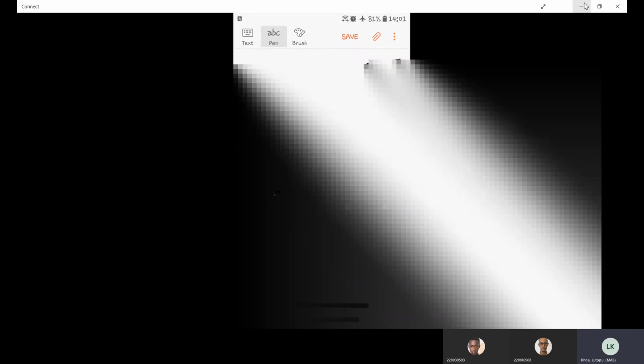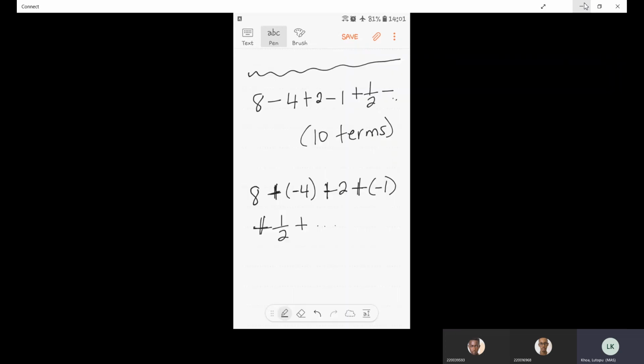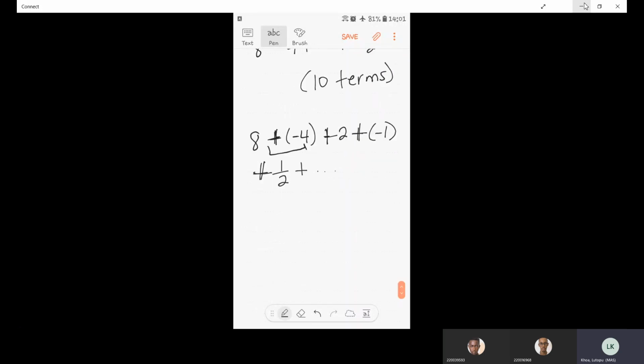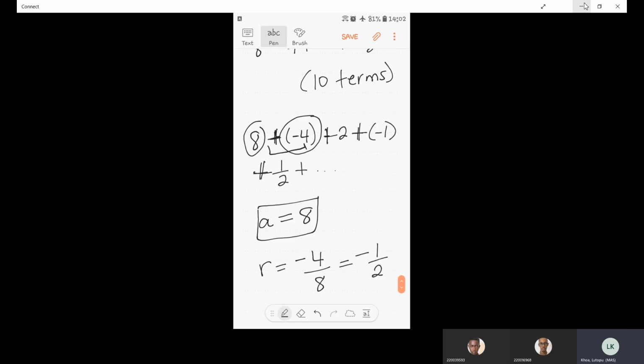So a series deals with a sum. So you are adding numbers. It's just that some of them are positive, and when we have two signs here next to each other, positive and negative, you get negative. Okay, so don't let that throw you off. So A is easy to see because it's the very first term. So A is 8. And then to get R, I take my second term, which is negative 4, and then I divide it by my first term, which is 8. So I have negative a half.